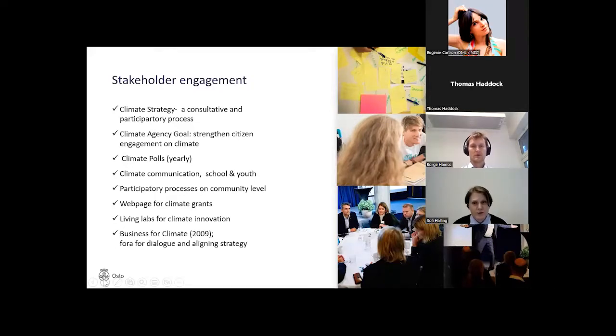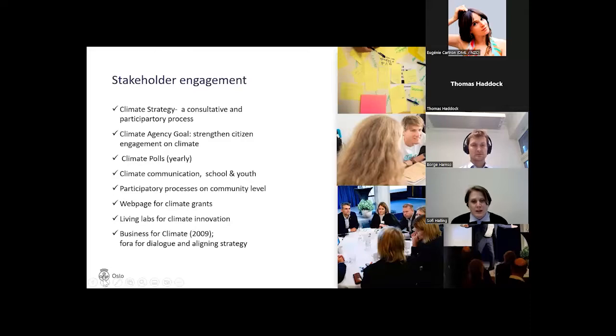So we have a strong focus on climate communication, outreach and dialogue with schools and the youth. We conduct yearly climate polls to make sure that we still have broad-based support for climate policies by the average citizen in Oslo. We run participatory processes on a more local district level related to activities on the ground. And we also have community projects related to sustainable urban life, such as urban gardening, for example.